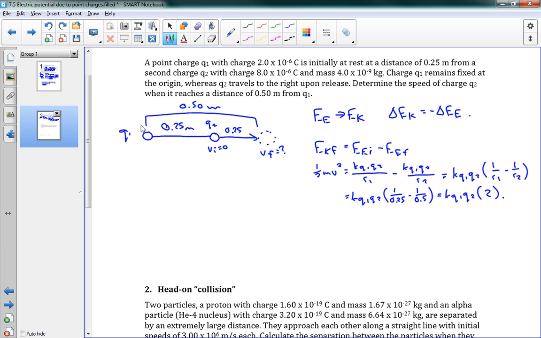I can say 1/2 mv squared is equal to all this. So if I want to solve for v, I can say v is equal to the square root of, well, I'm going to multiply the other side by 2, and it already had a 2 on there, so I get 4 k q1 q2 over m. And I can put in some numbers now.